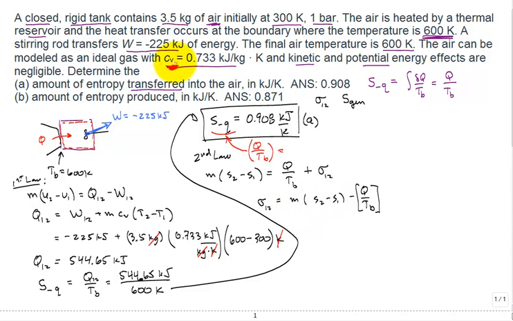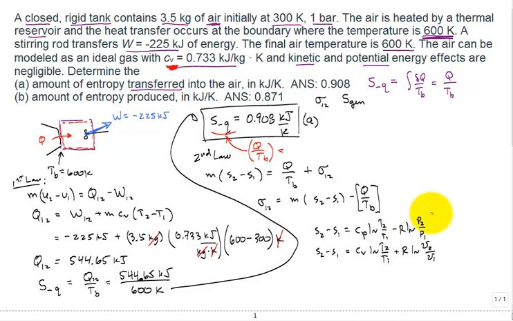Well, there are a lot of different equations to be used to solve for the change in entropy of an ideal gas. Let me show two equations which are very popular. S2 minus S1 is equal to C_P natural log of T2 over T1 minus R natural log of P2 over P1. Then another one, S2 minus S1 is equal to C_V natural log of T2 over T1 plus R natural log of V2 over V1.